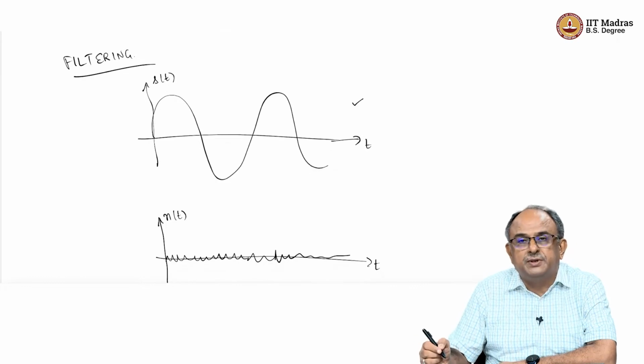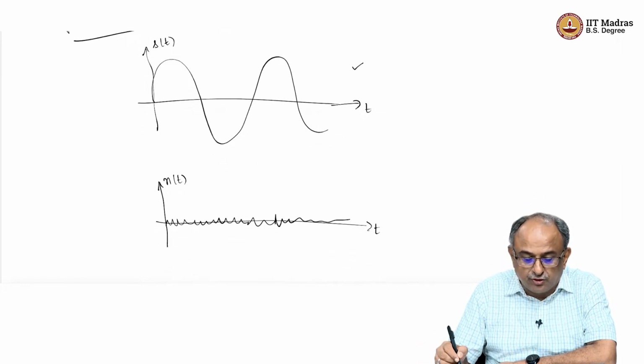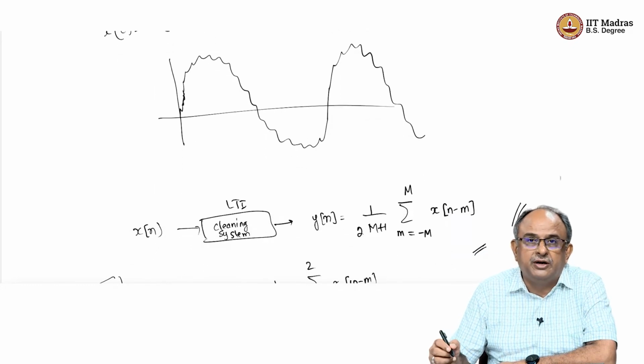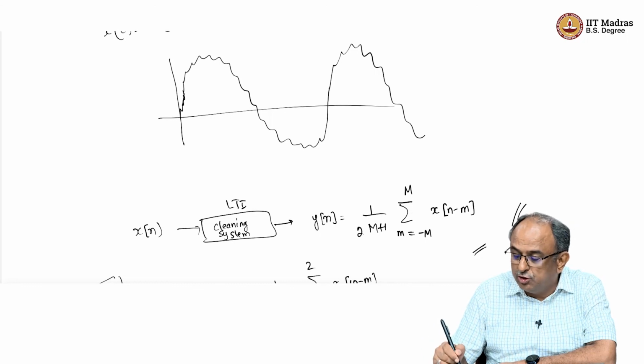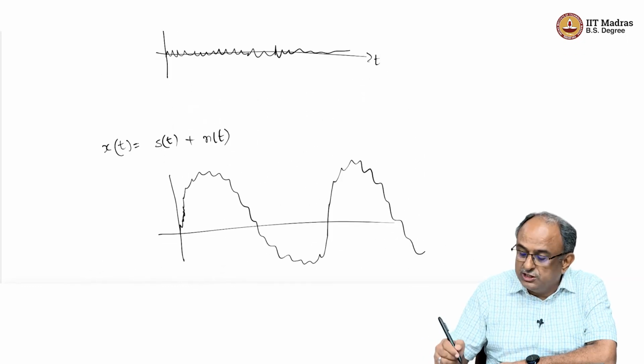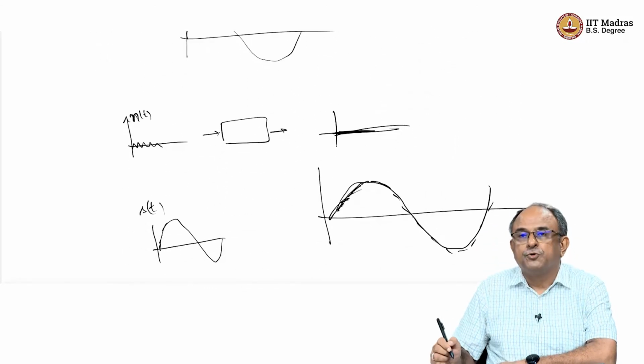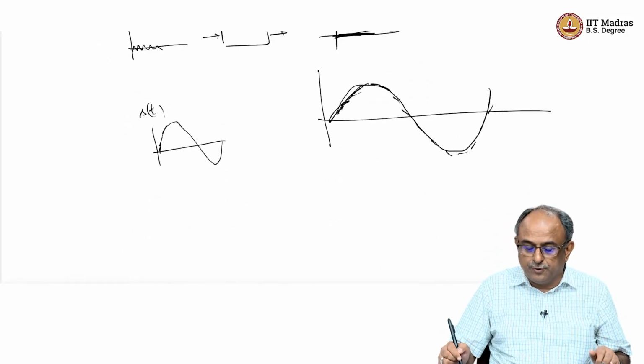The other aspect that I talked about, and these two are related, is the aspect of filtering. Filtering is where you want to get rid of something or do something useful, and therefore you might want to smooth out and remove the noise part of it and make it clean, and you get back the original signal. So, these two are very important concepts.